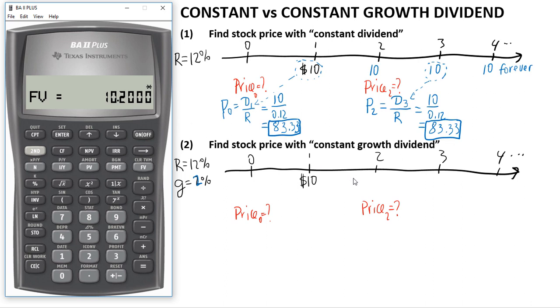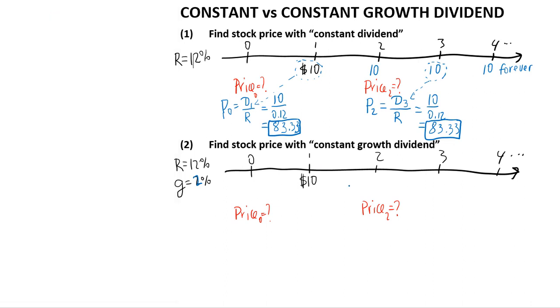$10.20. Let's put it here. So what we did was essentially taking $10 from year 1, multiplying by 1 plus the 2% growth rate in dividends, and that's how we got $10.20. Now the same way we can calculate future dividends, except we're going to do only one more, since it's going to be another perpetuity with endless cash flows.